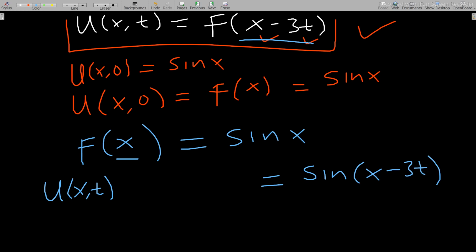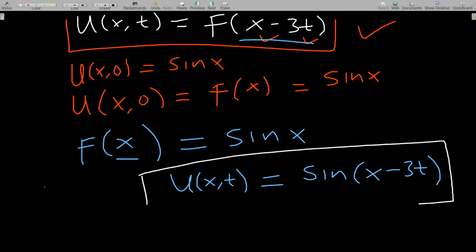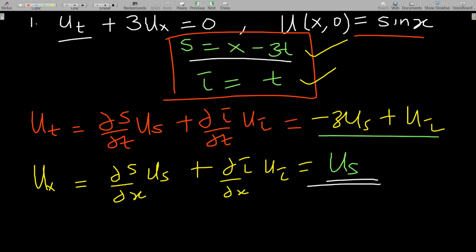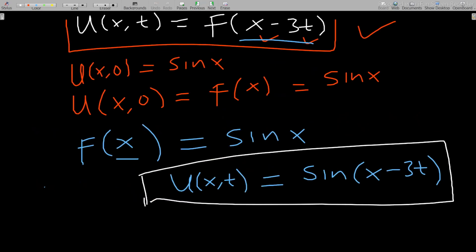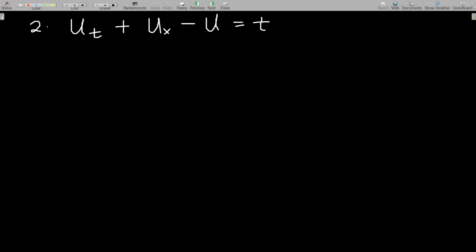Okay, so this is our solution to the question given. u of x,t is that. Let me just highlight it for you. So this is it. Okay, so let's go ahead and look at a different type of question. This question is very simple indeed to solve. Very, very simple. Let's look at a different question where you have almost all the terms inside.